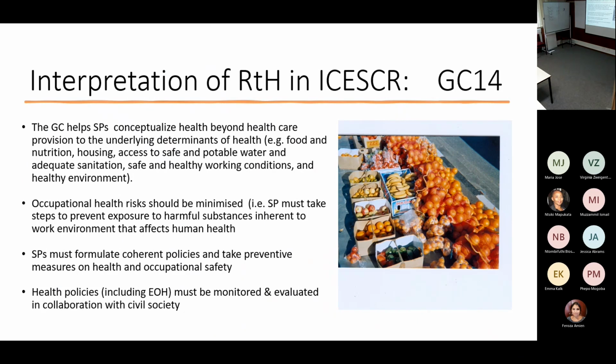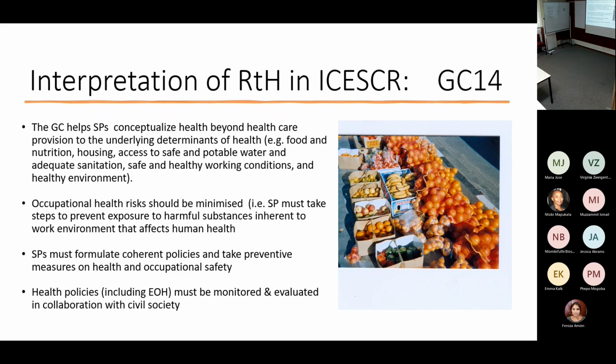So when we talk about Article 12, the right to health in its highest attainable standard of health, it is mainly interpreted in General Comment 14, which says that state parties conceptualize health beyond healthcare and provide for the underlying determinants of health, such as food, nutrition, housing, access to safe potable water, and adequate sanitation, safe and healthy conditions, and a healthy environment. And these are all interpreted in the General Comment. Also, occupational health risks should be minimized.